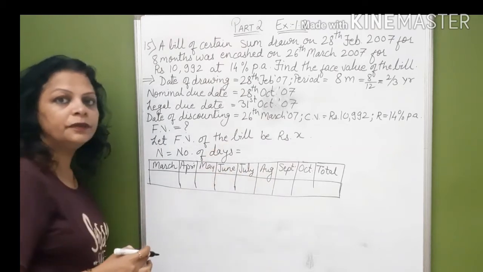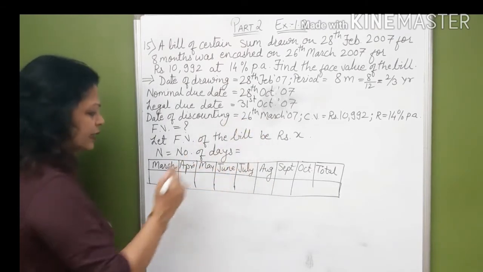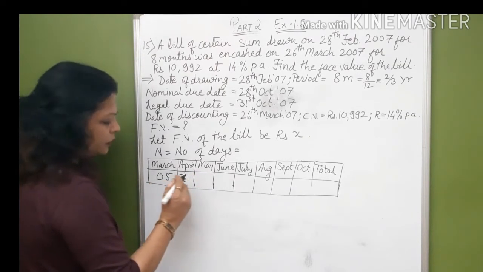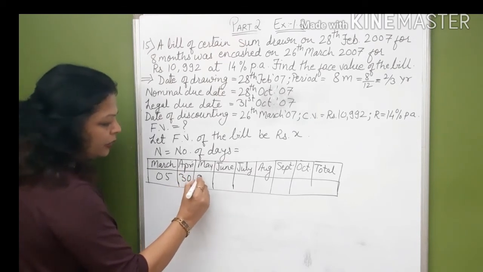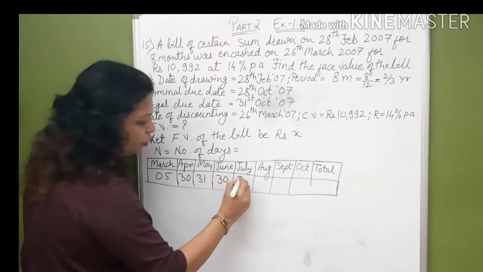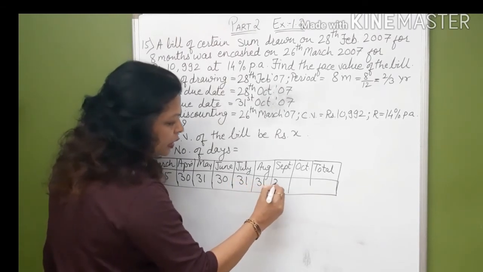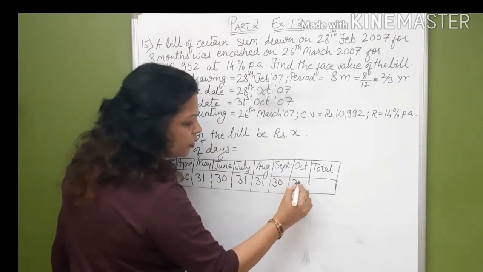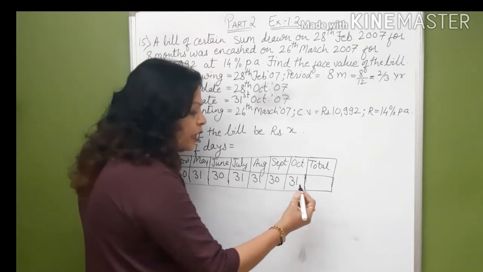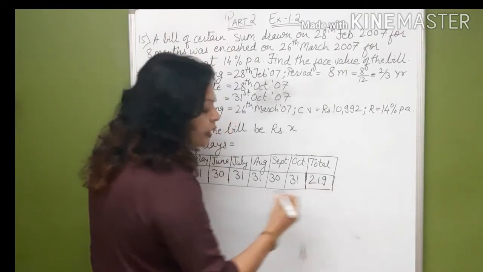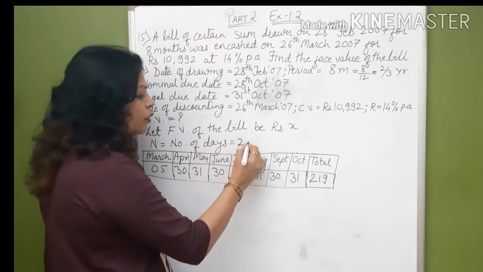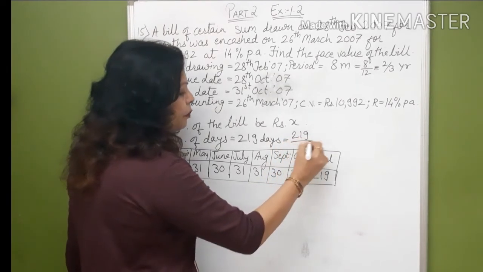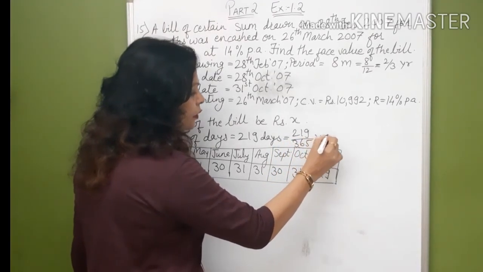Now how many days in March? 31. 31 minus 26. That is 5 days here. April 30. May 31. June 30. July 31. August 31. September 30. And the October date is 31st. So here in October also you get 31 days. So that comes to equal to 219 days. So let us write here N is equal to 219 days. That is 219 upon 365 here.